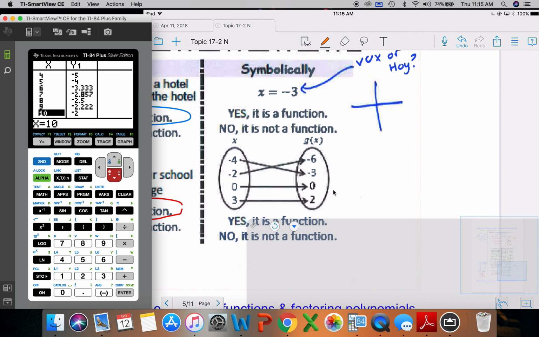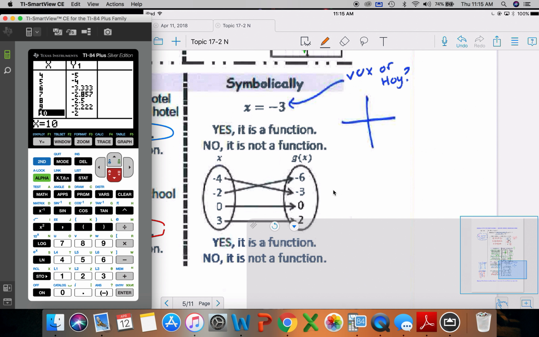So lastly, we have some different types of equations or ways that we could see functions to be asked if they are functions. So x equals -3, we have to remind ourselves, is this a VUX or a HOI? Now this one's going to be a VUX because it has the letter x. Remember, VUX stands for vertical, undefined, and x equals. So we have an x equals, meaning it is a vertical, undefined line.